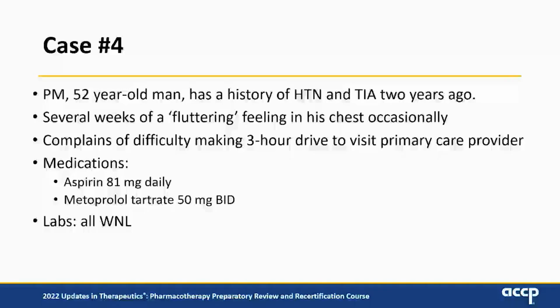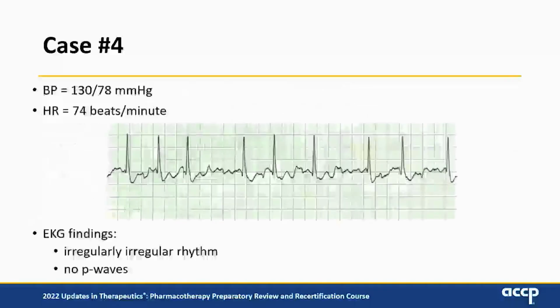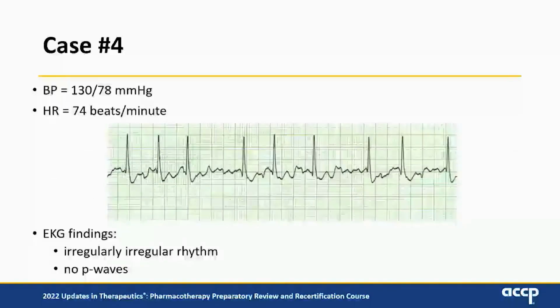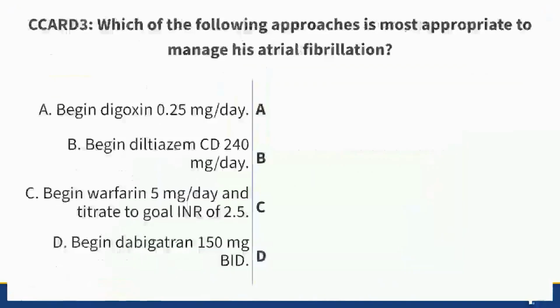You check labs, they're all within normal limits. You see that his blood pressure is at goal. His heart rate's 74 beats a minute, but on EKG you find that he has an irregular rhythm. He has no P waves, which is essentially diagnostic for atrial fibrillation. So our question is, which of the following approaches is most appropriate for managing his AFib?